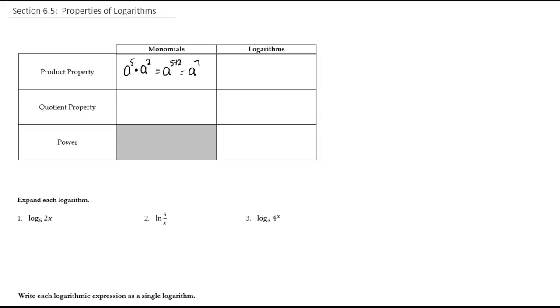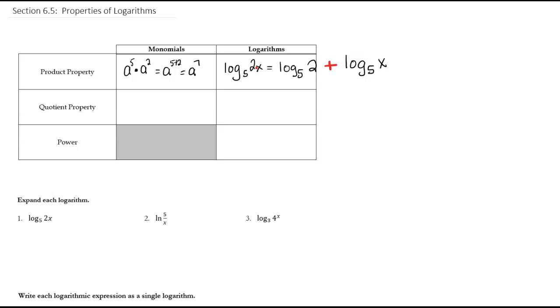Okay? So for logarithms, if I have log base 5 of 2x, right here, this is actually a multiplying. So that means I'm going to be adding them. I don't have enough space in the box. So it'll be log base 5 of 2 plus log base 5 of x. And so multiplying turns to adding.